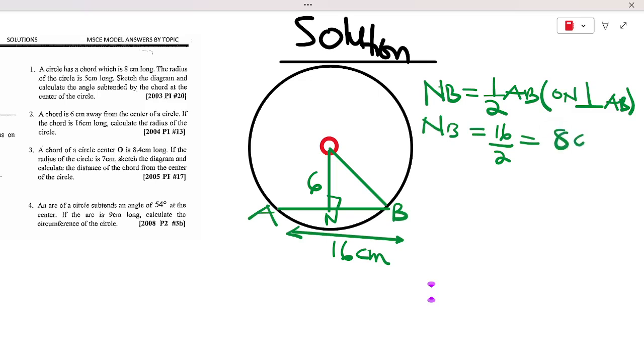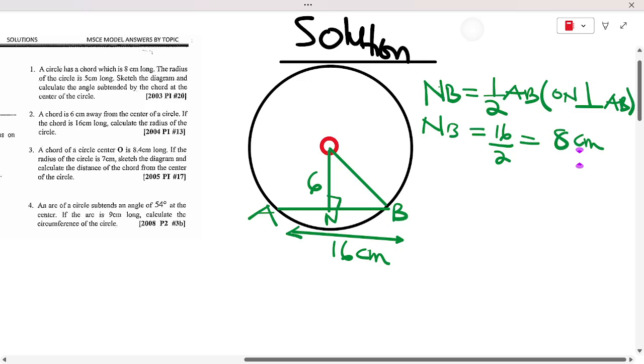So it's 8 centimeters. That means you label NB as 8 centimeters. Now use Pythagoras theorem to find OB. Very simple, right? Suppose this one is A, B, C.